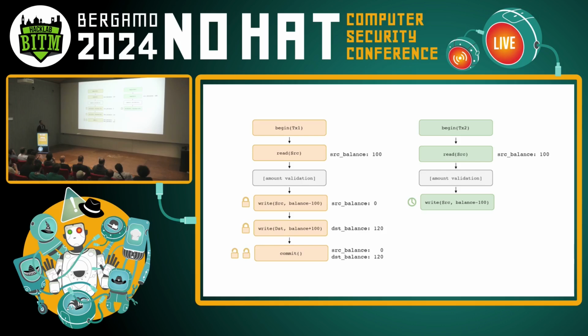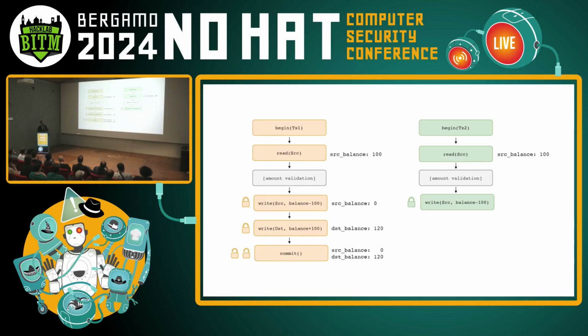Now with the locks released, the second transaction can continue executing. It will perform the write, place an exclusive lock, and subtract 100 from the current balance of the source account. And now notice something. Initially, when the transaction read the value of the source balance, it was 100, and it performed the amount validation based on the assumption that the source account has a balance of 100. But now, due to the concurrent execution of transactions, another transaction changed the worldview of the second transaction.